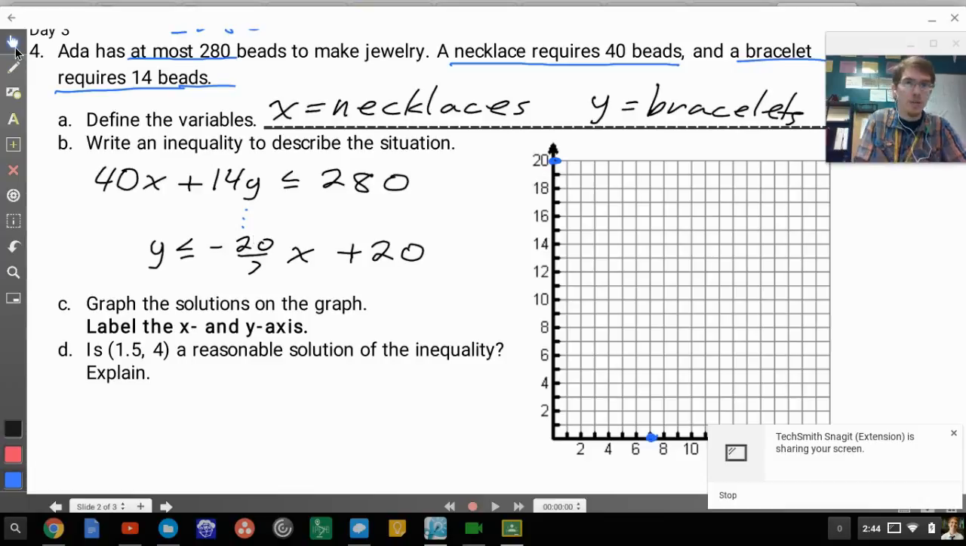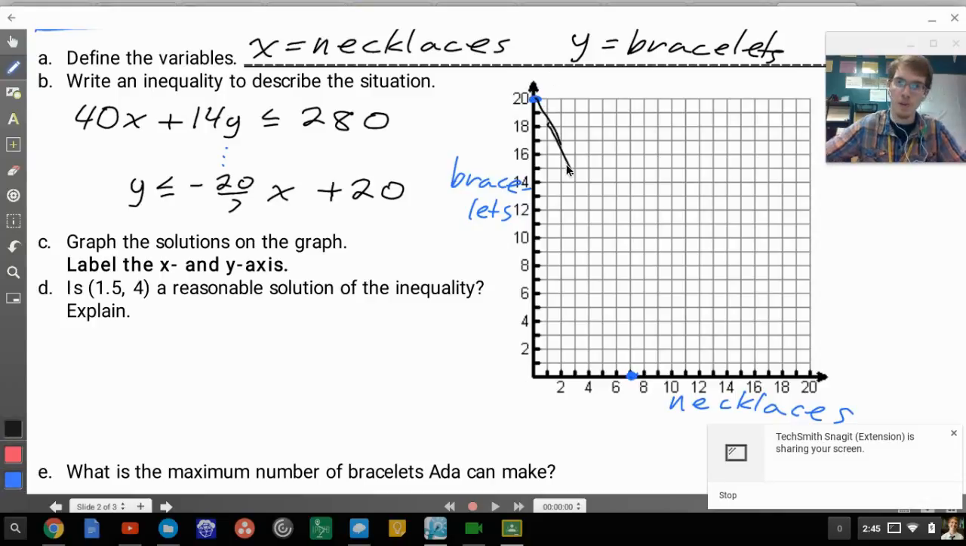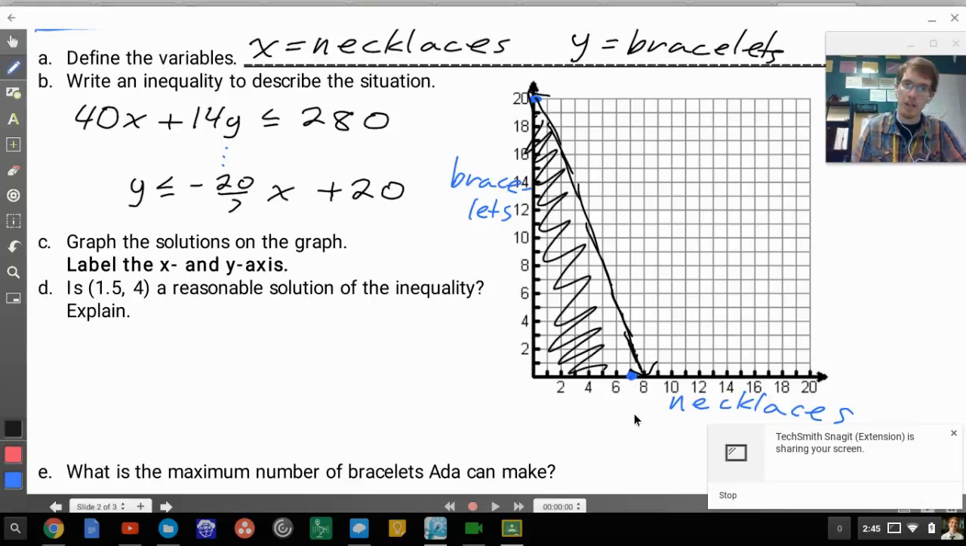Let me label this graph down here. I've got x is necklaces, y is bracelets. This is going to be less than or equal to. Now here's the thing, my graph's a little off. So I know it's this area down here, but I want to be careful when I pick these potential points.